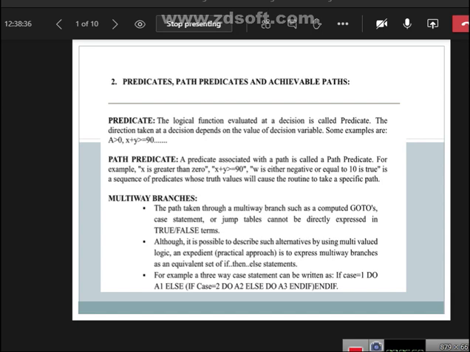Through a multi-way branch, if we are going to take a path, we can call it a multi-way branch. Suppose we are using statements like go to, case statement, jump tables. We can't directly express this as a true or false statement. If it is a condition, based upon that condition we take the values. Suppose if it is case 0, if it is true, go for case 1. Otherwise, else if it is 2, choice.